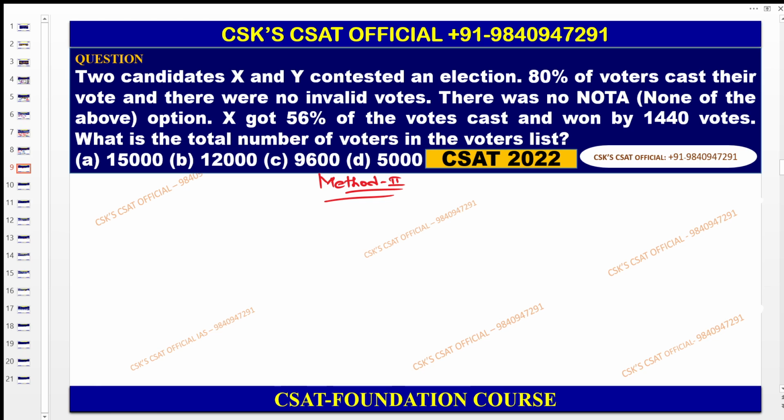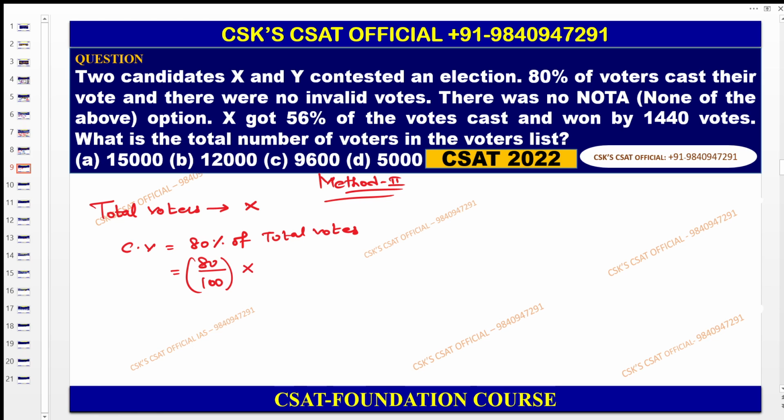Same, you understood the question. You just take the total voters as x. What is the casted vote? 80% of the total votes. What is 80%? 80 by 100 of total votes. What is the total votes here? X. So this is CV. Alright. Now X won by how many? 1440 votes. Right. So what is the difference between the percentages here?